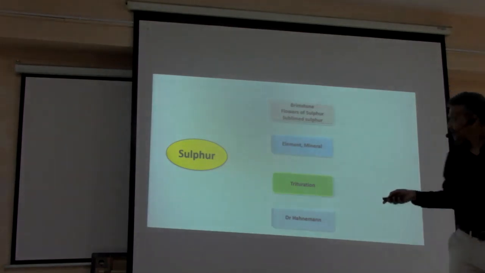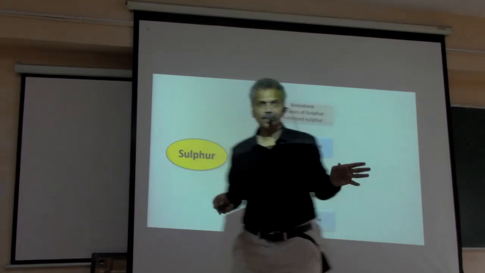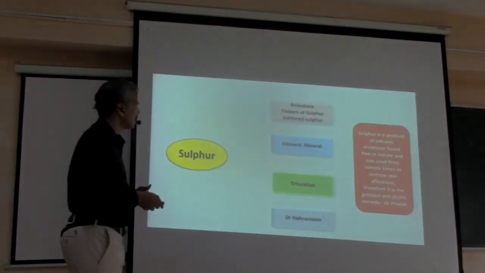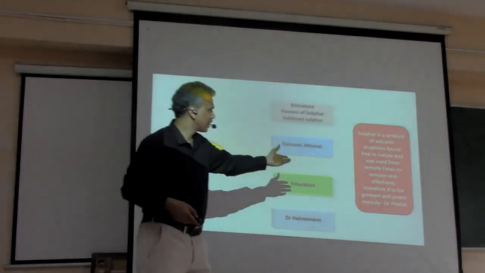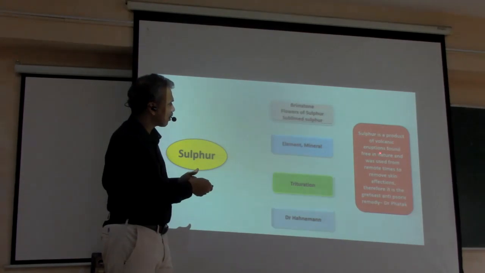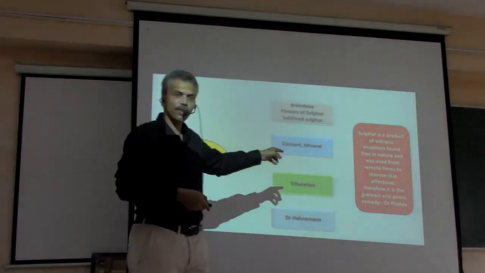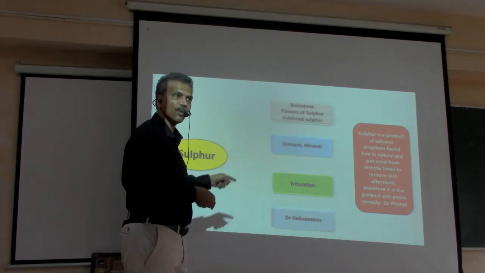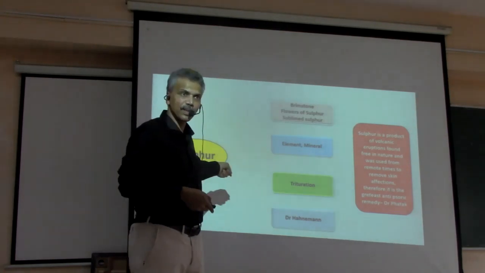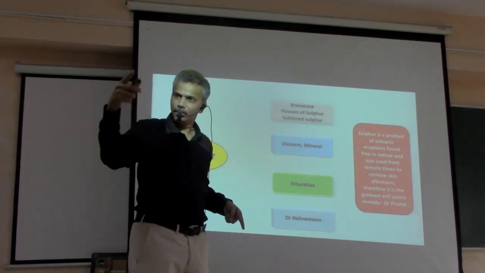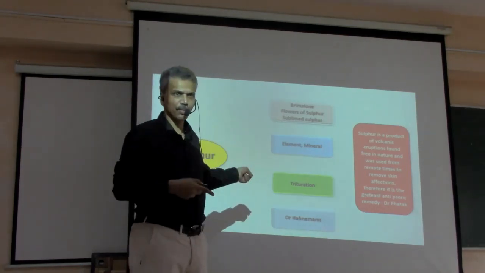Hahnemann. So these are the preliminary informations which can be an MCQ. Now, a little information taken from Dr. Fortack's Materia Medica. Sulfur is a product of volcanic eruptions, found free in nature, and was used from remote times. You understand? Though it was Dr. Hahnemann who introduced sulfur to homeopathy, sulfur as a medicine was used before Dr. Hahnemann introduced it into homeopathy.